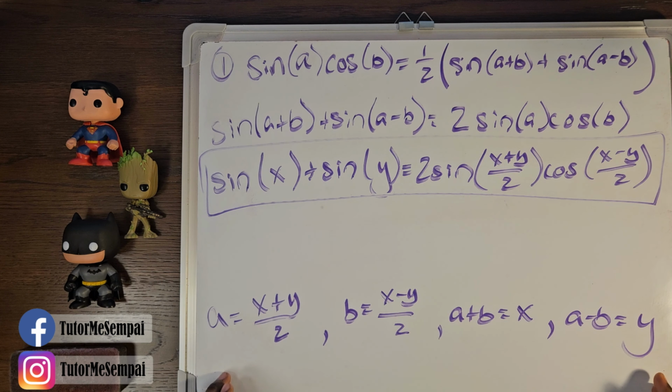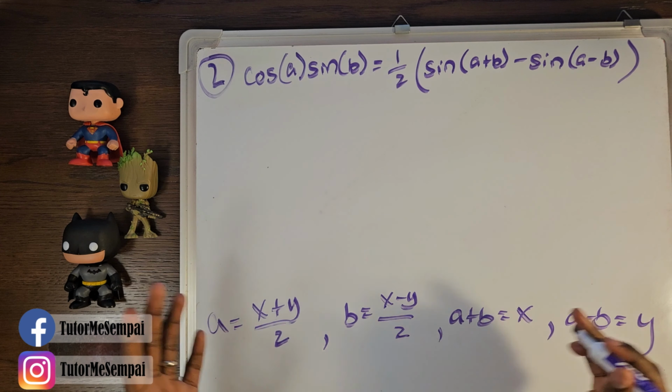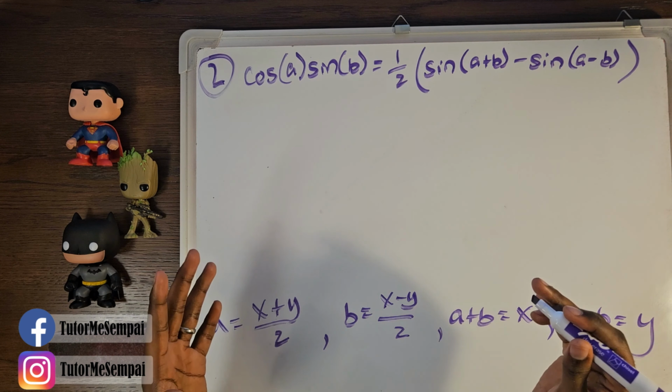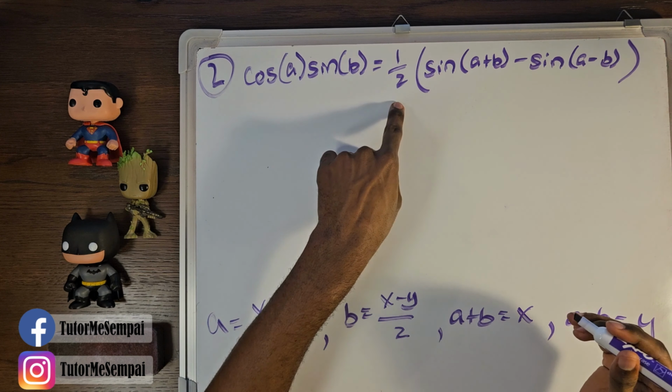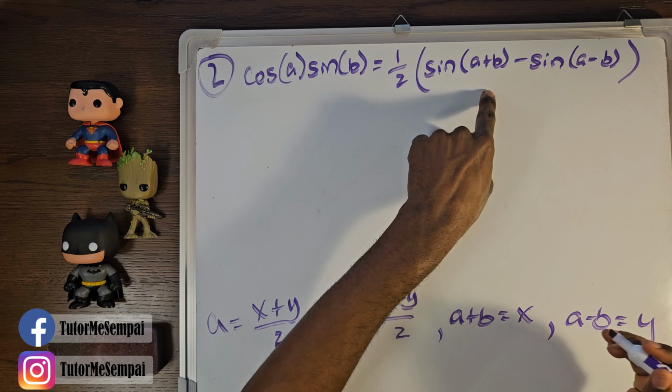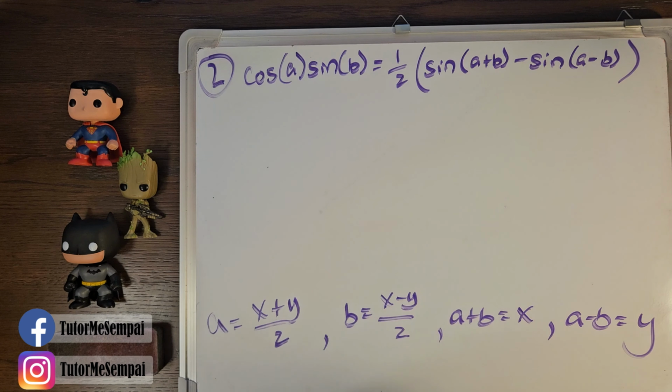And I'm going to keep this down here so we can just plug and chug as we need them. So let's jump into our second identity for today. So this is going to be our second identity for today, in which we're starting with the identity cosine A times sine B equals 1/2 times sine of A plus B minus sine of A minus B.